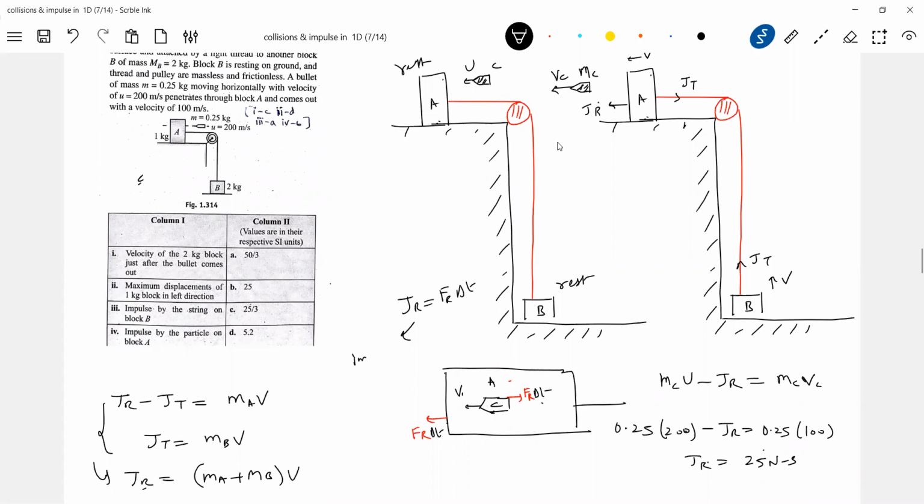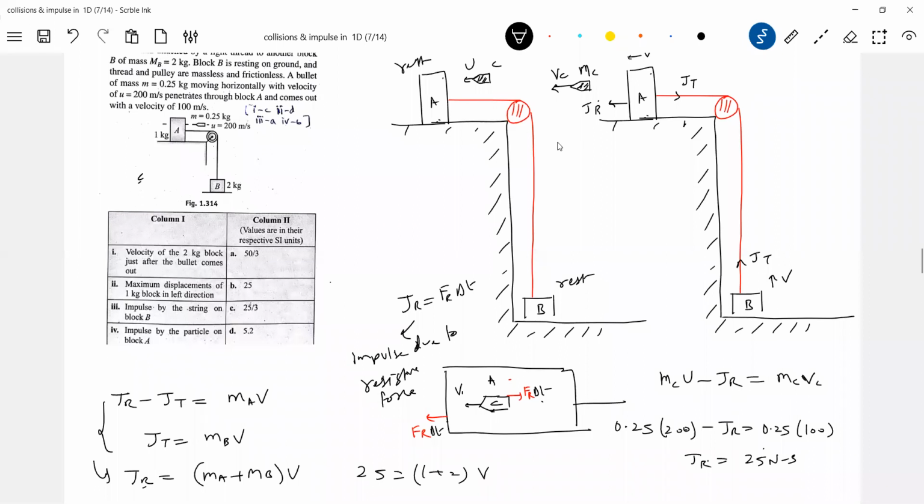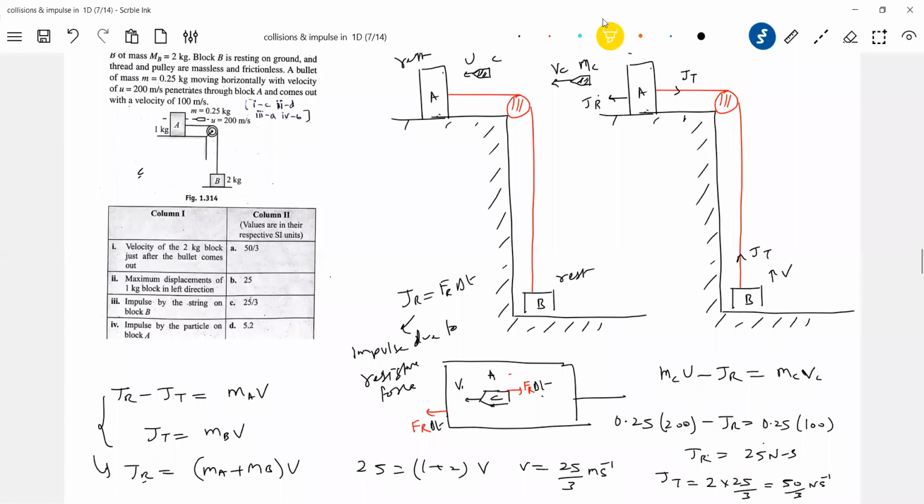So once again, impulse due to string, impulse due to normal contact, here impulse due to resistive force, what you have come across. What should be the value? 25 newton seconds. Let's substitute all. MA is 1 kg, so 25 equals 1 plus 2 into V. So V equal to 25 by 3 meter per second. Now calculate JT. MB is 2, so JT is 2 into 25 by 3.